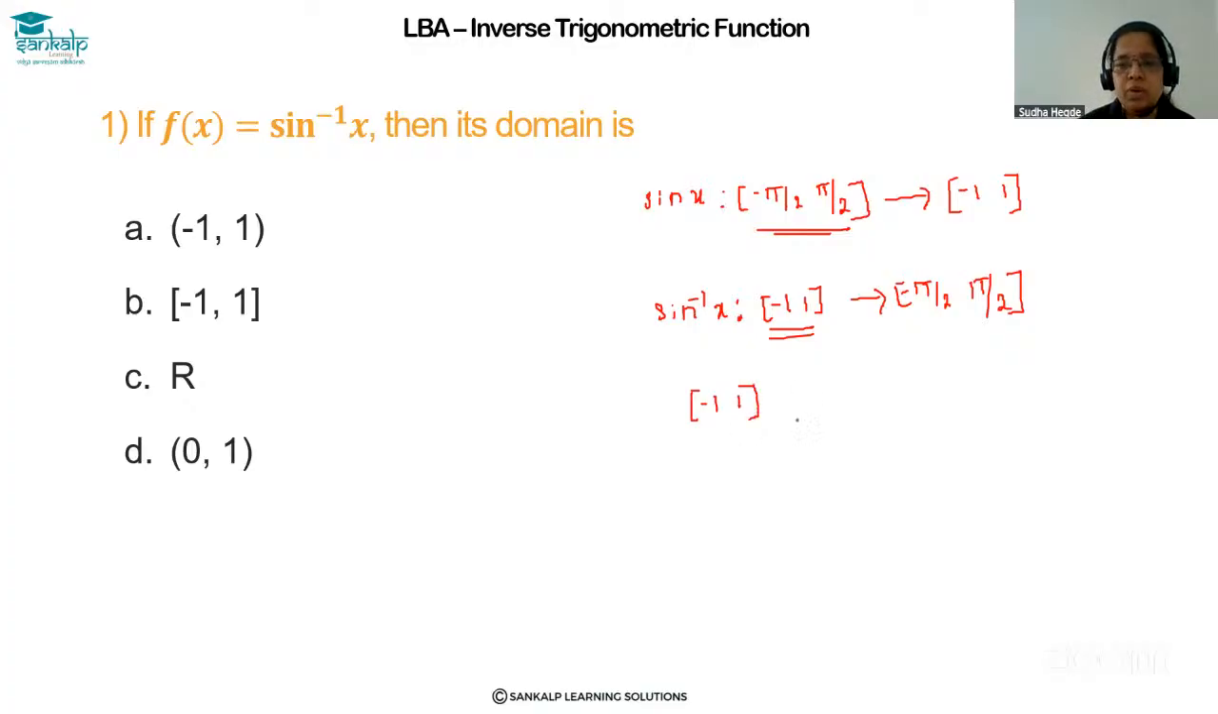Correct? Therefore, the domain of sine inverse x is closed interval minus 1 to 1. Check the options. Option A, open interval minus 1 to 1, is not correct because we have to include minus 1 and 1 also. Therefore, option B, closed interval minus 1 to 1, is the correct answer.